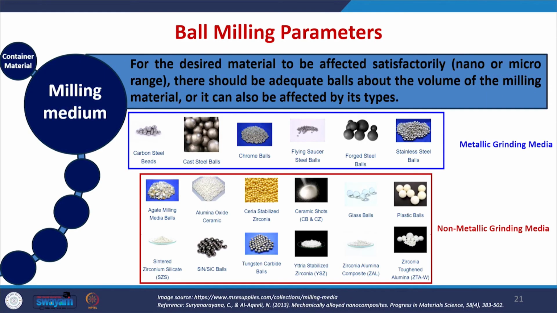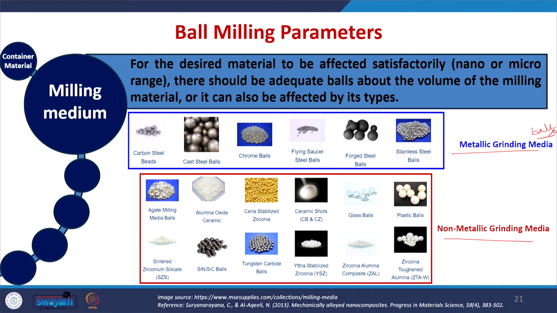The next important parameter is the ball milling medium, that is the ball. We have to select the right balls for the correct material, then only can we get the particle size reduction without any contamination. For example, we have metallic grinding media, that is metallic balls, which are mainly used by most industries. These metallic grinding balls are useful for breaking hard materials. They can easily break hard materials, and in some cases we have to use non-metallic grinding media.